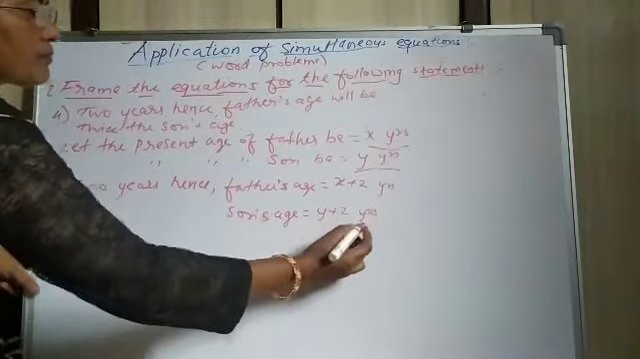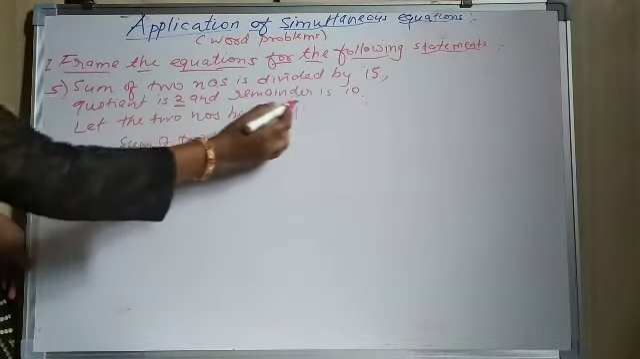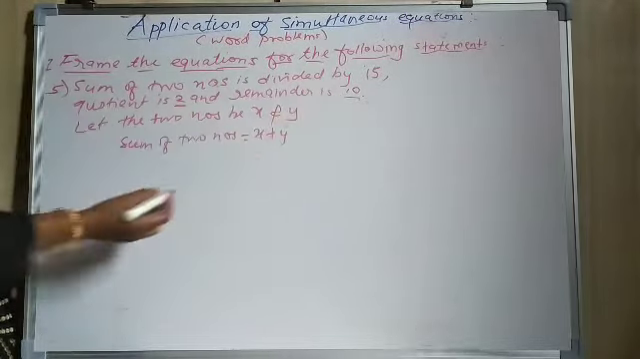Now let us take one more example, the fifth example. The sum of two numbers is divided by 15. Quotient is 2 and remainder is 10. So let us take two numbers. Let the two numbers be x and y. How to write their sum, you know? Sum of two numbers, we can write this as x plus y. This is the sum of two numbers.